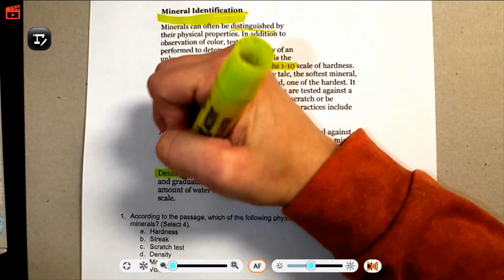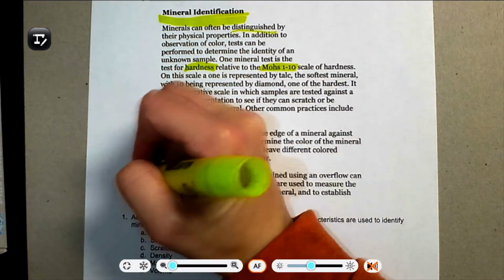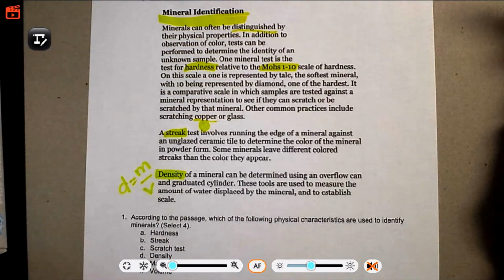We got density. Remember, that's when we did the math. We did D equals mass divided by volume. Density equals mass divided by volume of a mineral can be determined using an overflow can and graduated cylinder. These tools are used to measure the amount of water displaced by the mineral and to establish scale.